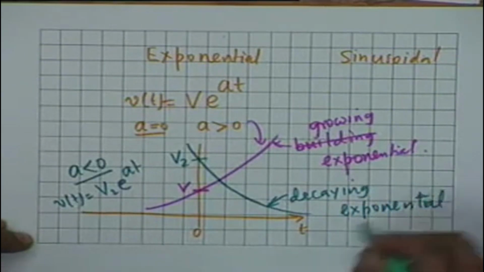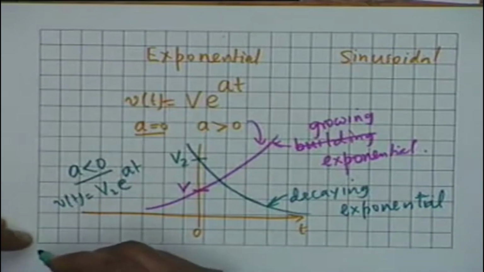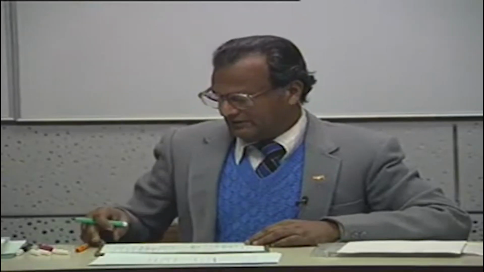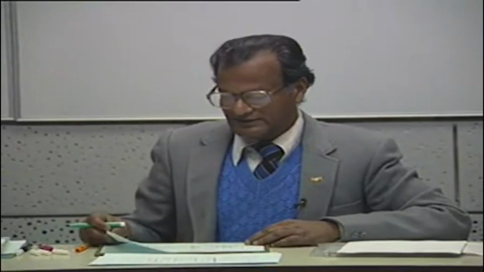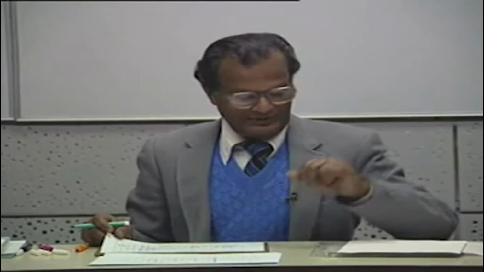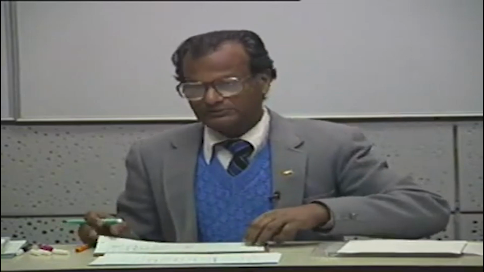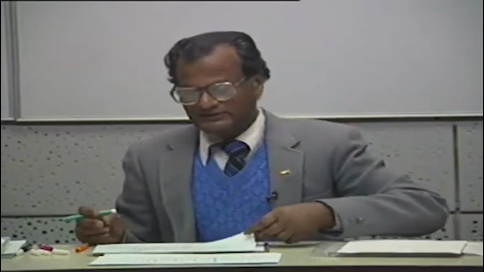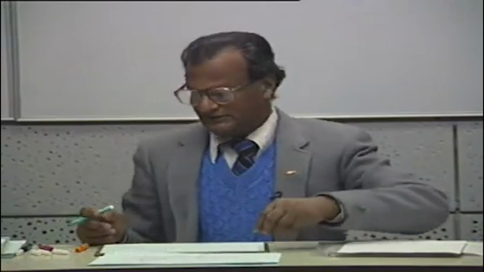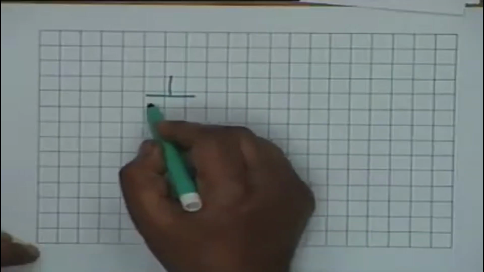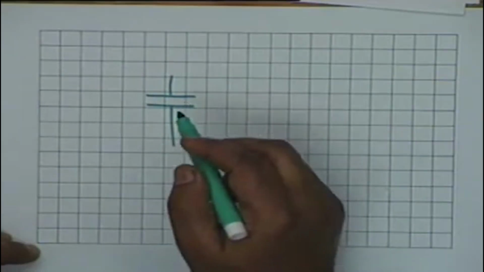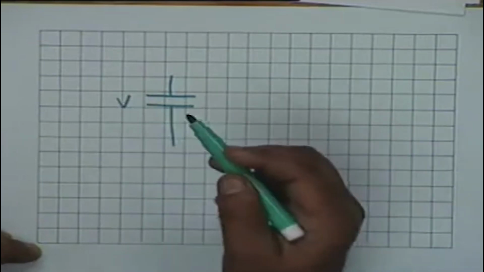Well, these are not hypothetical quantities. A growing exponential and decaying exponential occur very frequently in circuits, in electronic circuits, and also in passive circuits. For example, let's consider a capacitor which is charged to a voltage, let's say V.